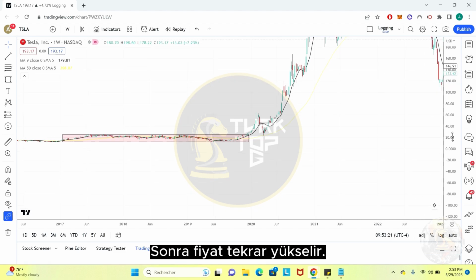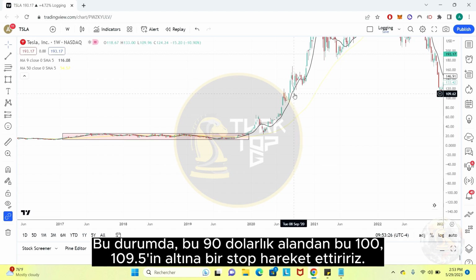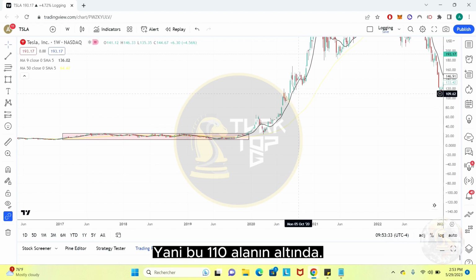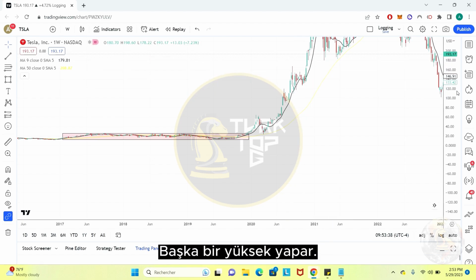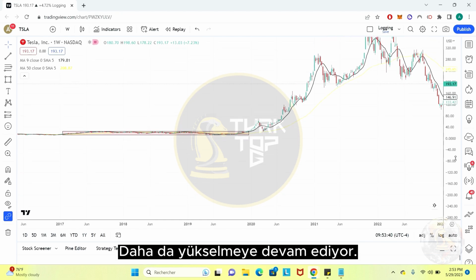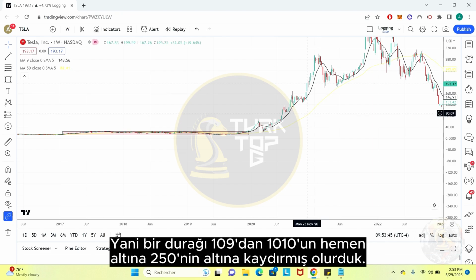Then price goes up again, makes another higher high. Pulls back, makes another higher low, in which case we would move our stop from this $90 area to below this 109.5, so below this 110 area. Price never breaches this stop, makes another higher high, keeps going higher, boom, makes finally another higher low here. So we would have moved our stop all the way from right below 110 to below 260.